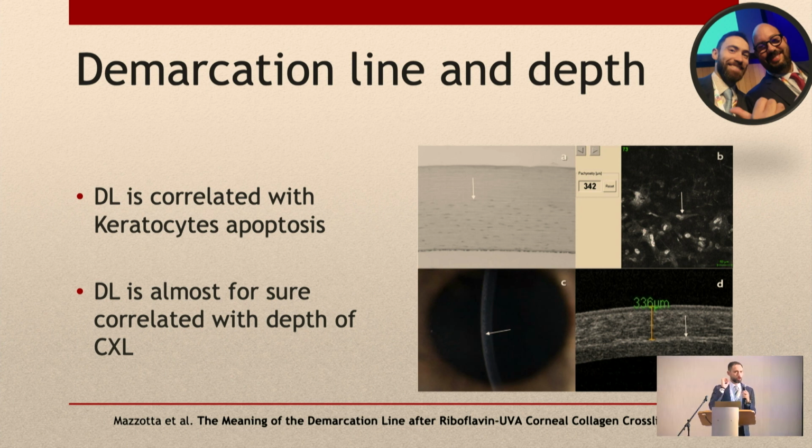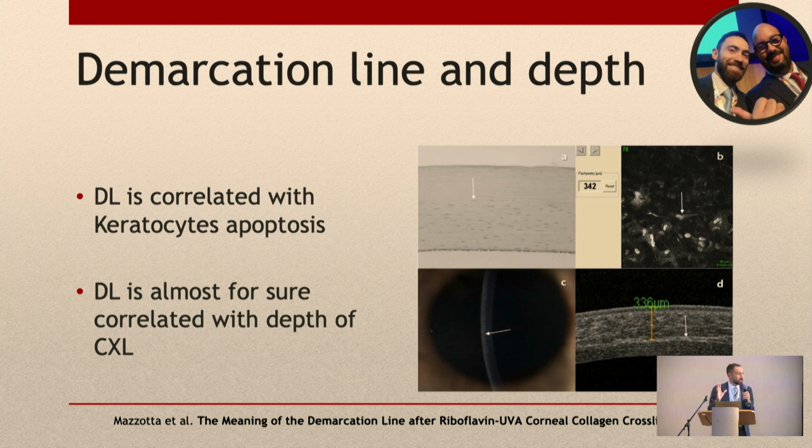What do we know for sure about the demarcation line? It is where the cross-linking arrives. So this is where you stop killing the keratocytes. But is it correlated with corneal biomechanics? The real answer is we don't know. Because Cosimo published this amazing paper in which he showed that the depth of the demarcation line in vivo is correlated with the stress-strain ex vivo in porcine eyes, which is not the same. Pigs, human beings, in vivo, ex vivo, is not the same.